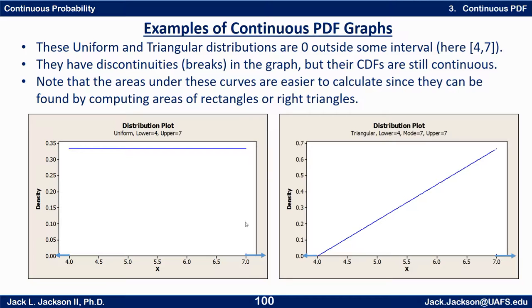And like the uniform distribution was a horizontal line, this one is a non-horizontal line segment. So it goes from 4 to 7, and the y's go from 0 up to some value here, so that the total area is 1.